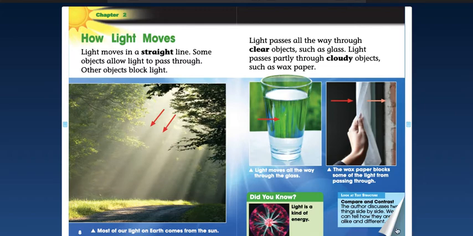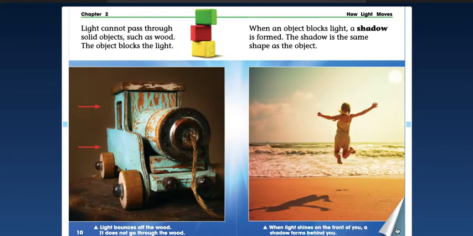Light is a kind of energy. Light cannot pass through solid objects such as wood. The object blocks the light. Light bounces off the wood. It does not go through the wood. When an object blocks light, a shadow is formed. The shadow is the same shape as the object. When light shines on the front of you, a shadow forms behind you.